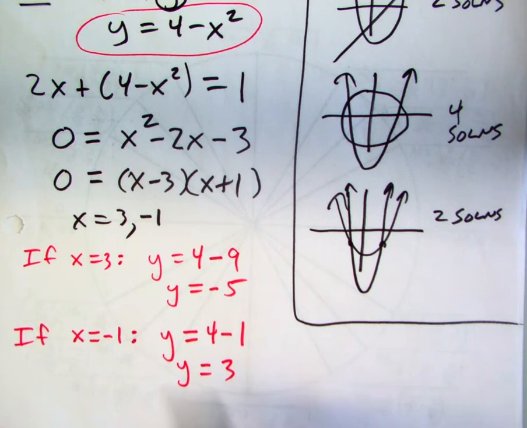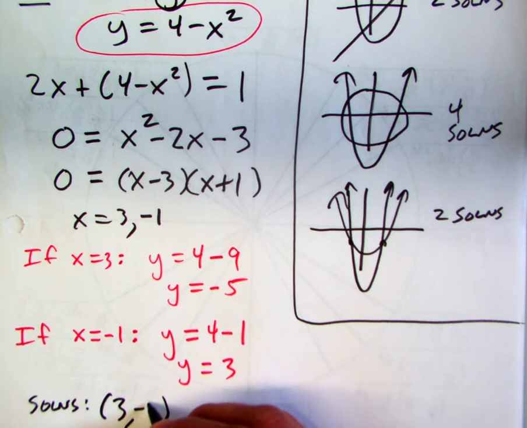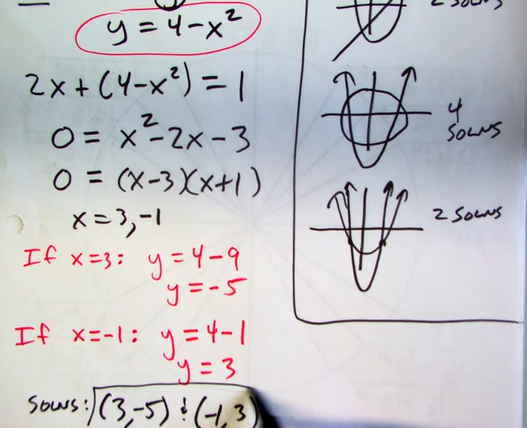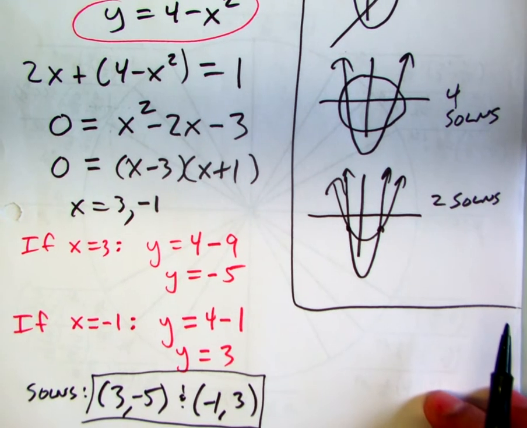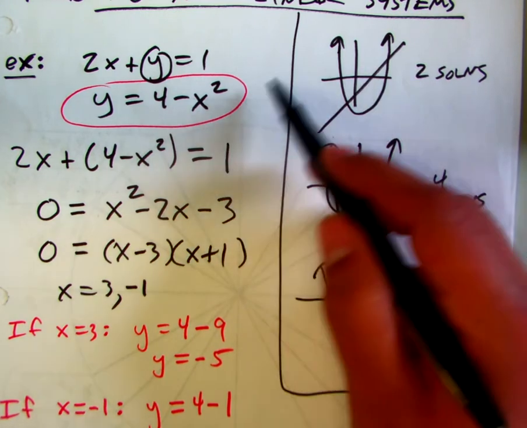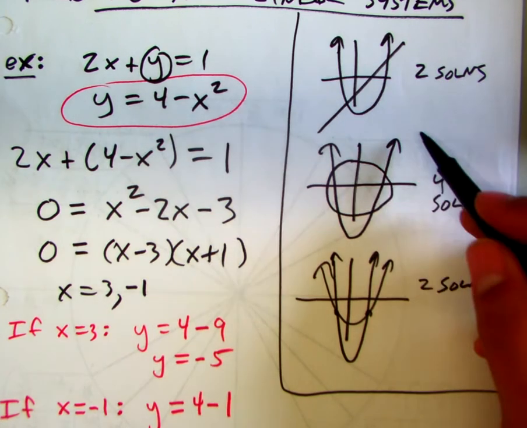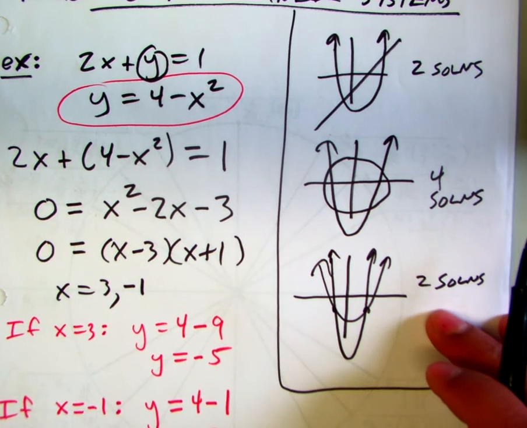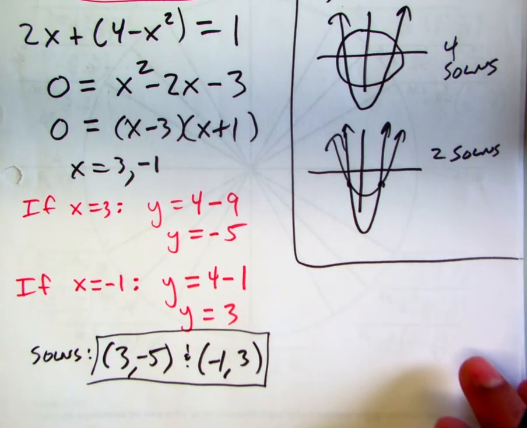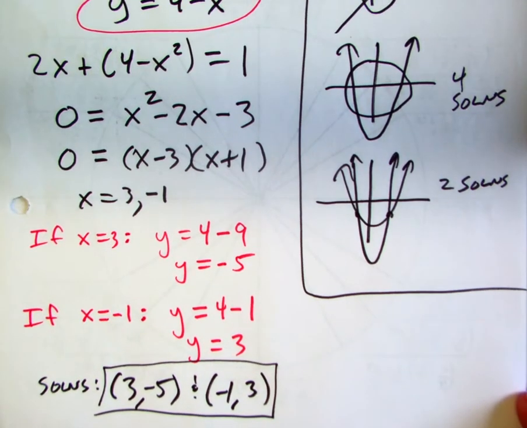So how many answers were there here? 2. The solutions are (3, -5) and (-1, 3). So these are the 2 points of intersection. Okay, so this is probably the first scenario. You got your parabola, except in this case the parabola is opening downward. Maybe the line has a negative slope, so it's similar to this, but still get 2 answers. Okay? Any questions on how we did that? Pretty easy, right? Okay.